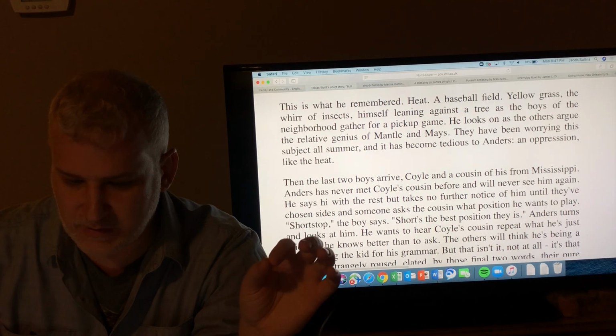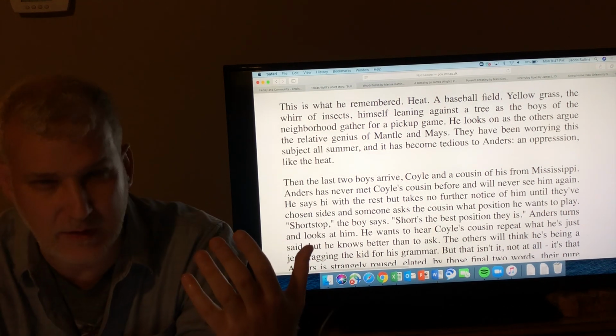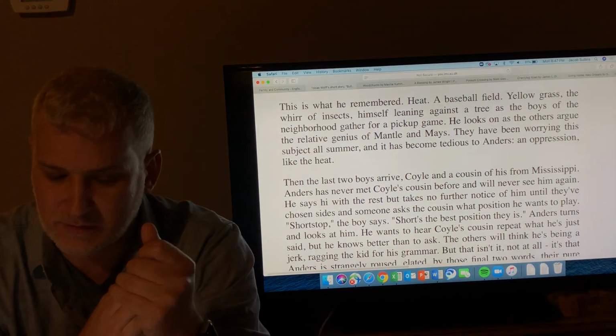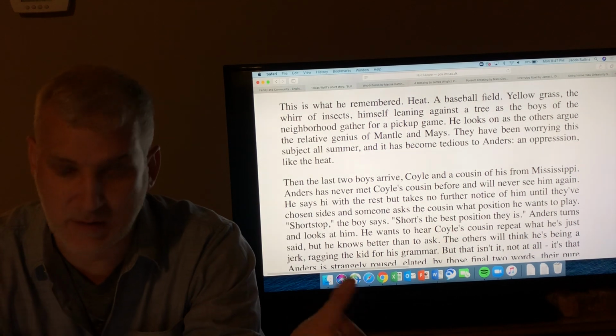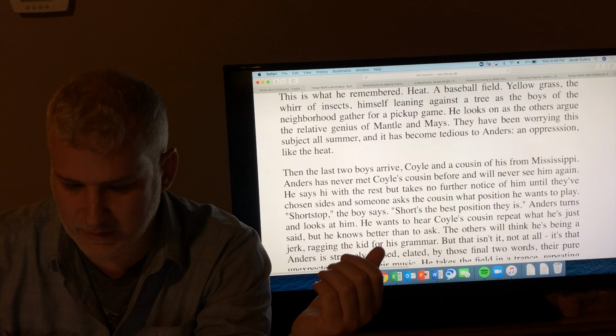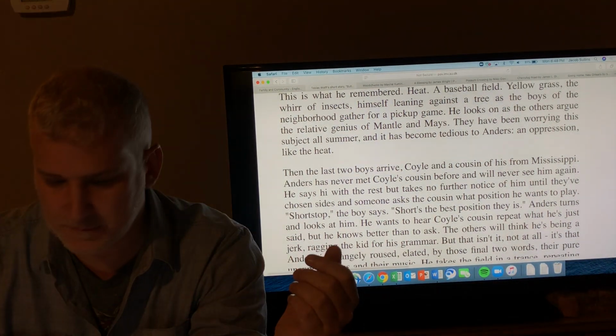Himself leaning against a tree as the boys of the neighborhood gathered for a pickup game. So the one memory that he gets before the bullet passes through his brain and kills him is this memory when he's a kid playing baseball in his neighborhood with the other kids in the neighborhood. He looks on as the others argue the relative genius of Mantle and Mays.